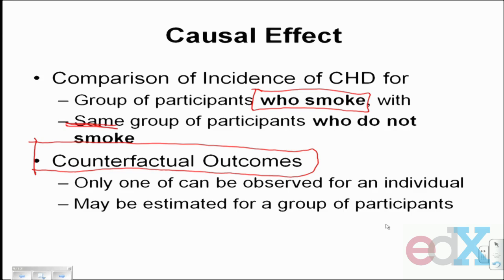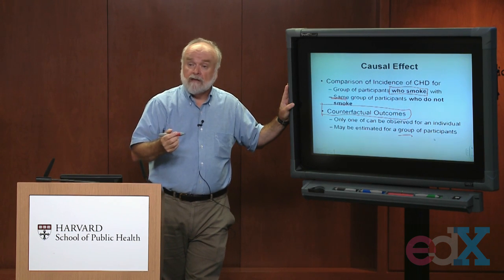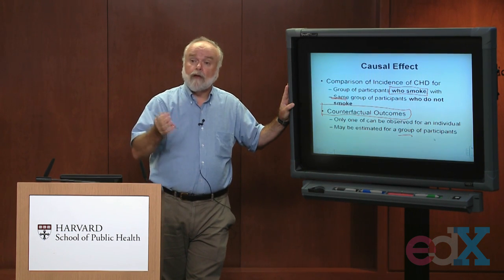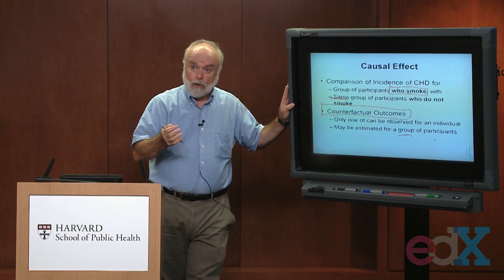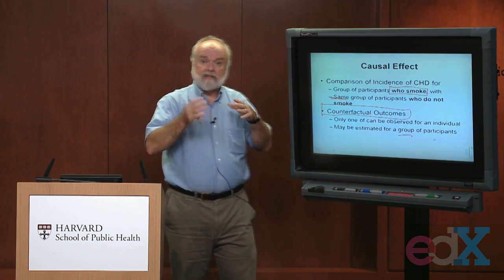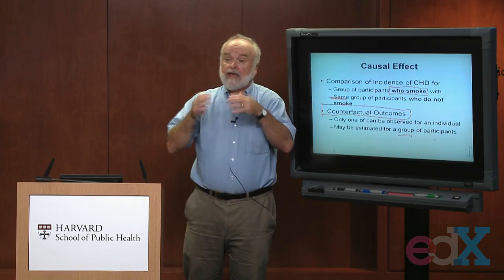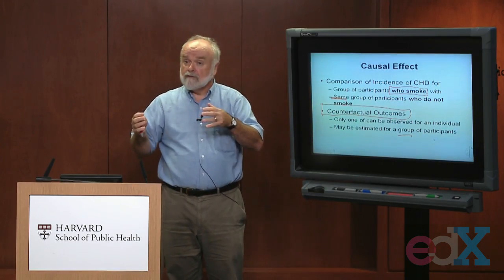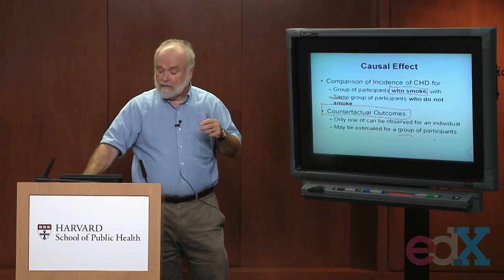But for groups of people, I might be able to estimate what would happen to that group of people if all of them had smoked and if all of them didn't smoke. And that's where epidemiology comes into play. We're going to use another set of people, non-smokers, to estimate what would have happened to the smokers had they never smoked. And that's where the measures of association that we'll be talking about in this series of lectures come from.